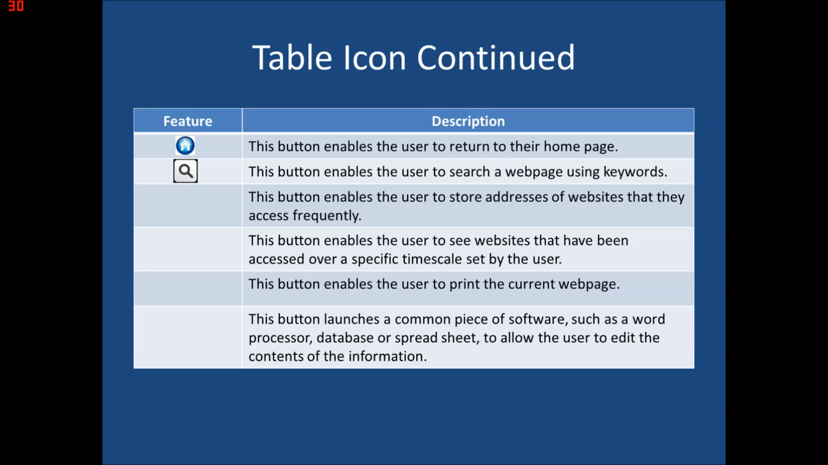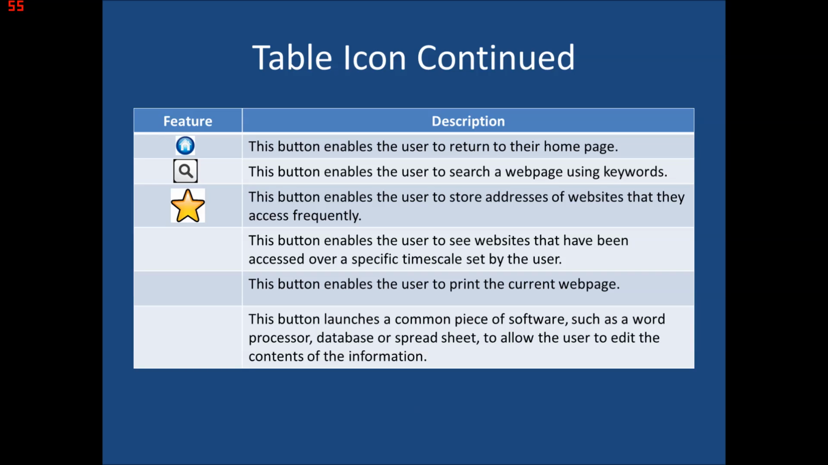You've got the search button, and it enables you to search a website, a web page, using keywords. So if you've got a long article on building computers, but you just want to know about installing the CPU, you just type in CPU or processor, and it'll highlight the words where it says them. It'll highlight those specific words.